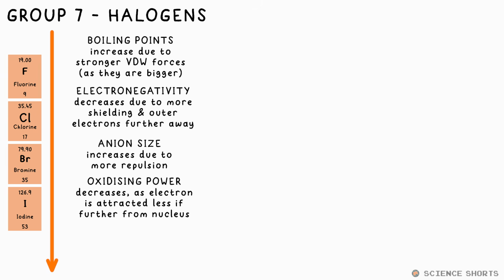They are oxidizing agents as they will remove an electron from something else. Their oxidizing power decreases down the group, again as the electron will be attracted to the atom less as it will be further from the nucleus. Also, there's more electron shielding. The increased nuclear charge isn't enough to cancel those out.